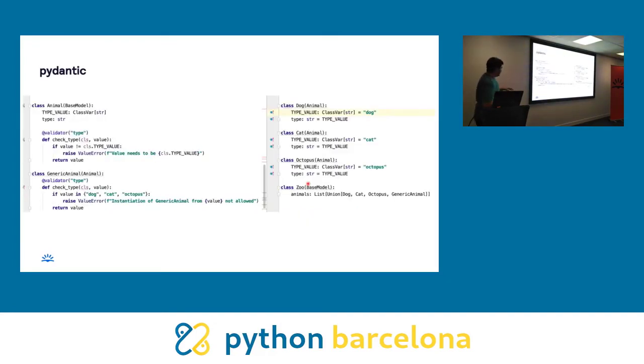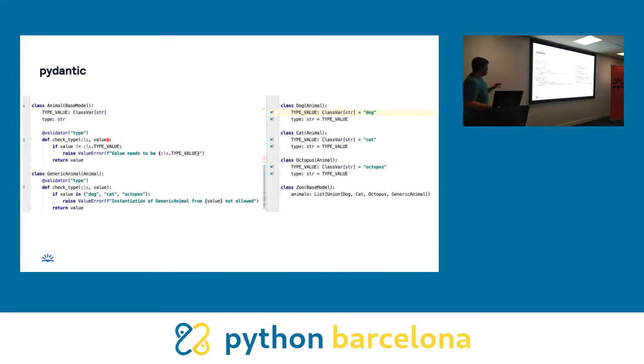Now, there is another example. This one is a little bit bigger. This is another cool function of Pydantic. First, we have a class Animal. In the Animal class, we define a static variable that is the type, and an instance variable that is also type. The difference is the value, sorry. And we add a validator. This validator checks the type.